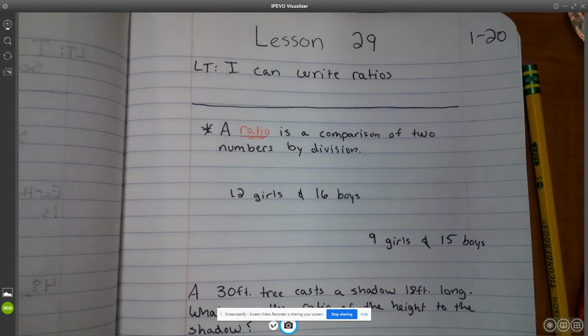Hey, 8th grade, got lesson 29. We're doing problems 1 through 20. Our learning target is I can write ratios. Good thing to write down your notes.